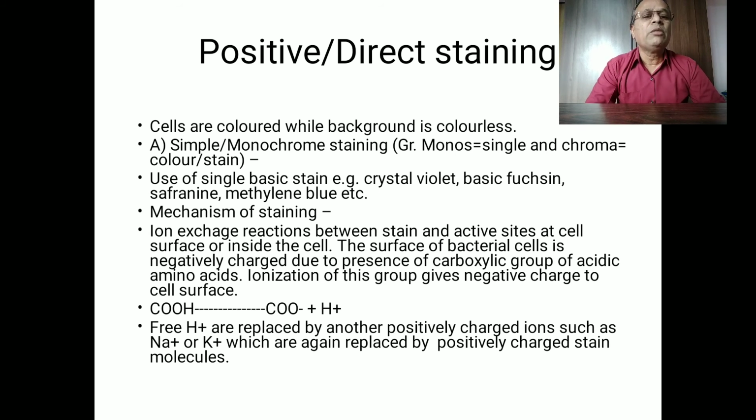Now from where do this sodium and potassium come? We have seen that the cell suspension is usually prepared in saline, and saline contains distilled water with 0.85% sodium chloride. When we make saline, NaCl undergoes dissociation as Na plus and Cl minus. So H plus present on the surface of the bacterial cells is replaced by sodium, and such sodium ions are thereafter replaced by positively charged stain molecules.